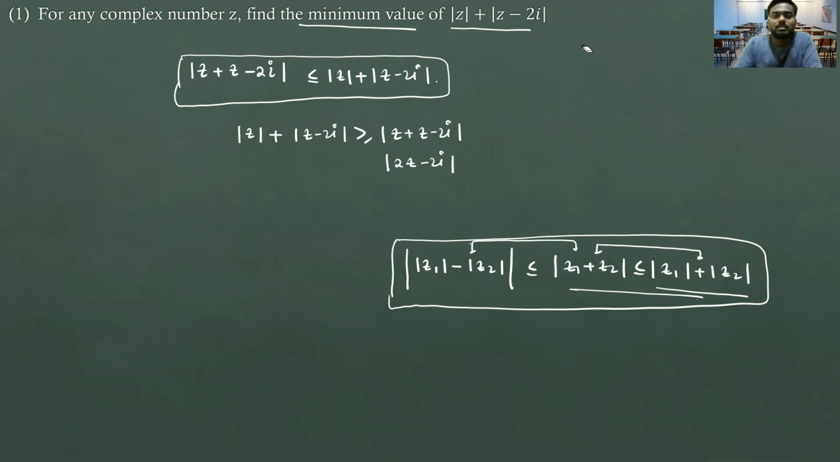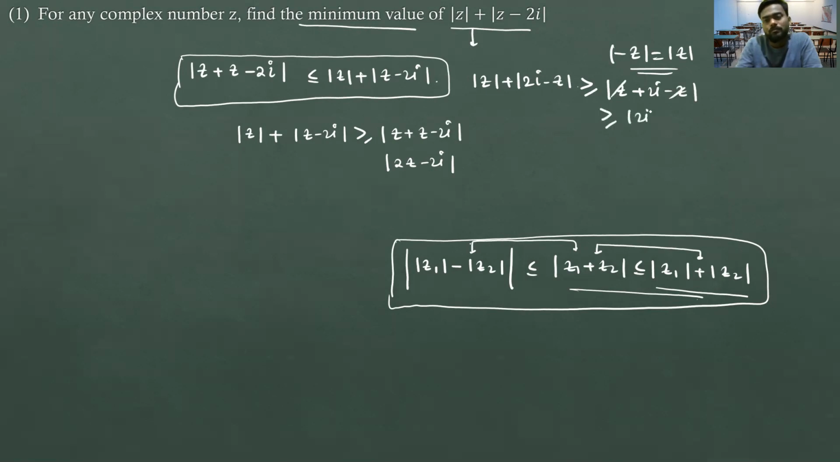So you see we know this property, right? Modulus of minus z is basically equal to modulus of z. So what I will do here, this is z, and I will write this as 2i minus z. Now if you add, you can see here this will give you greater than or equal to modulus of z plus 2i minus z. So this z will get cancelled out, and this will be greater than or equal to modulus of 2i, that will give you greater than or equal to 2, right? So the minimum value from here will be how much? Minimum value here is 2.